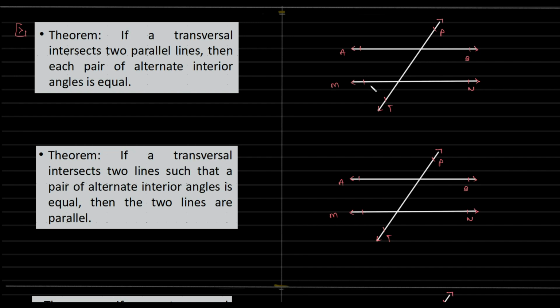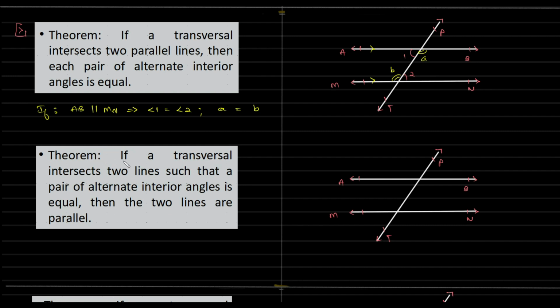So I have two parallel lines. We have angle 1 and angle 2, which are one pair of alternate interior angles. Angle A and angle B is your second pair of alternate interior angles. If these two lines are parallel, then 1 and 2, A and B are equal. So the theorem tells that if AB is parallel to MN, then 1 will be equal to 2. Okay, let me write it properly. Angle 1 will be equal to angle 2 and angle A will be equal to angle B.